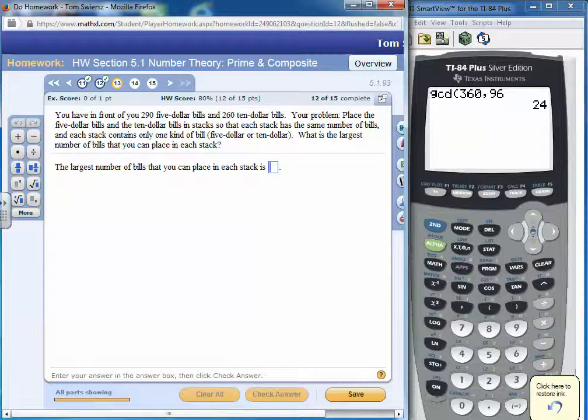Let's look at number 13. You have in front of you 290 $5 bills and 260 $10 bills. Your problem: place the $5 bills and $10 bills in stacks so that each stack has the same number of bills and each stack contains only one kind of bill, $5 or $10. What is the largest number of bills?